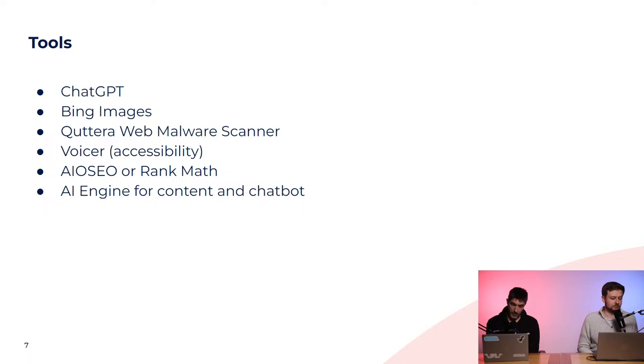Catarà web malware scanner is a good one. Again, this is one that's just going to keep an eye on your site. The only downside with that is it's only going to tell you if you've got malware. It's not going to protect you against it necessarily. Voicer for accessibility, AIO SEO or Rank Math for search engine optimization, and AI Engine for content and chatbot. It's a good one, AI Engine, actually.